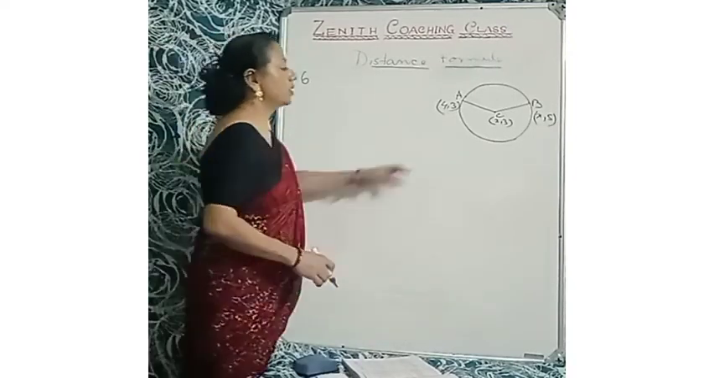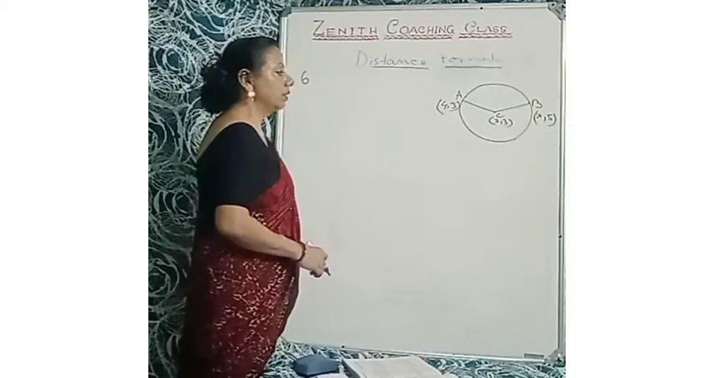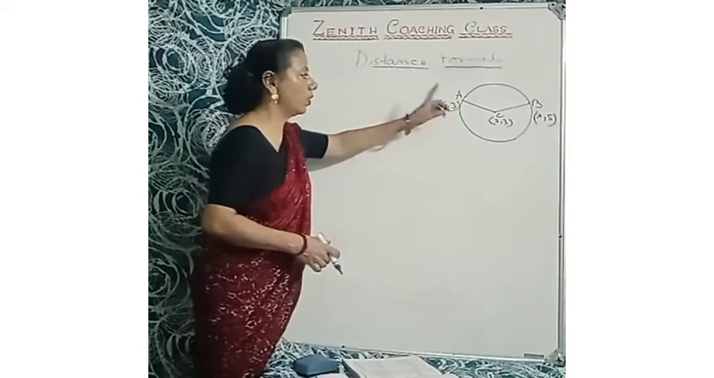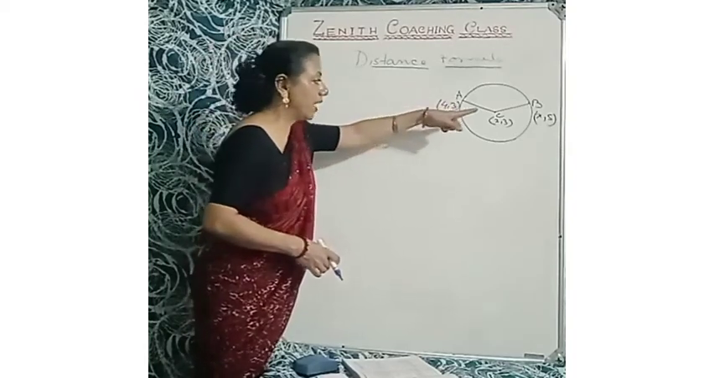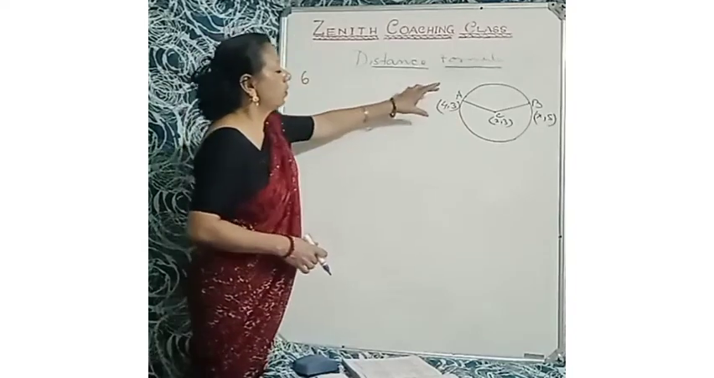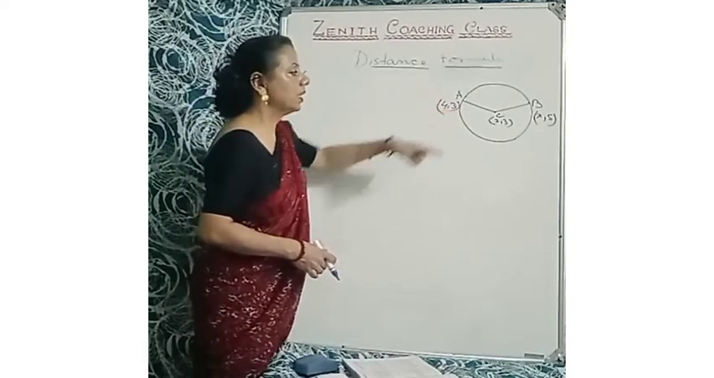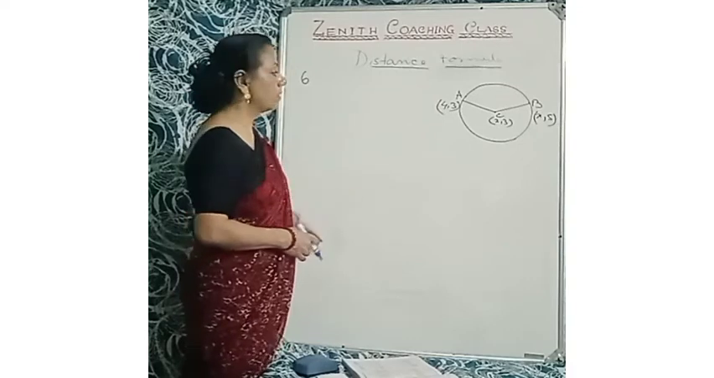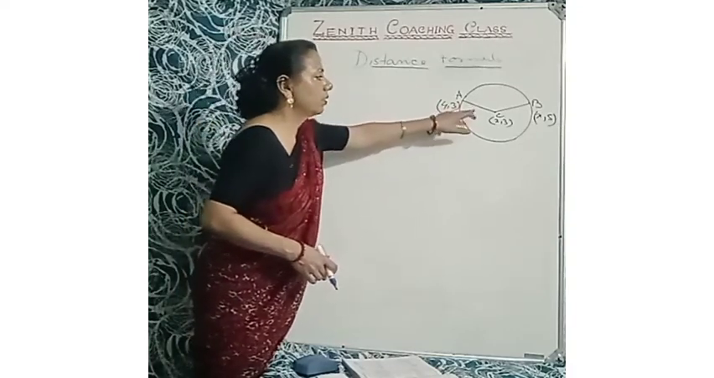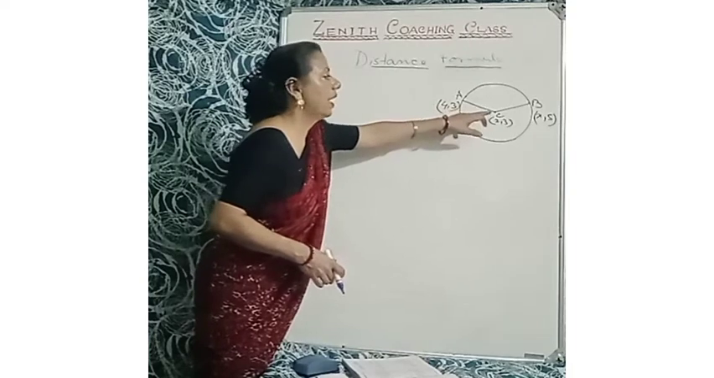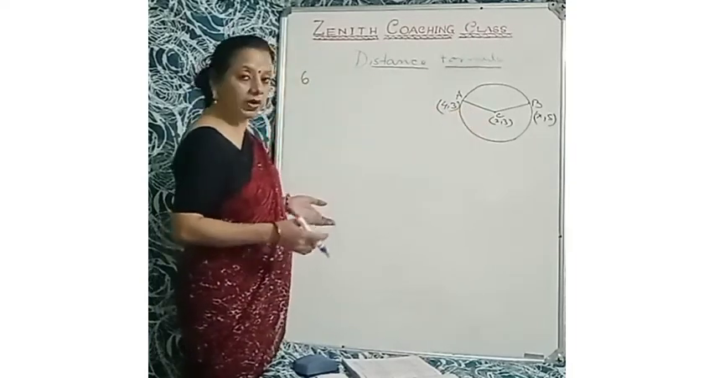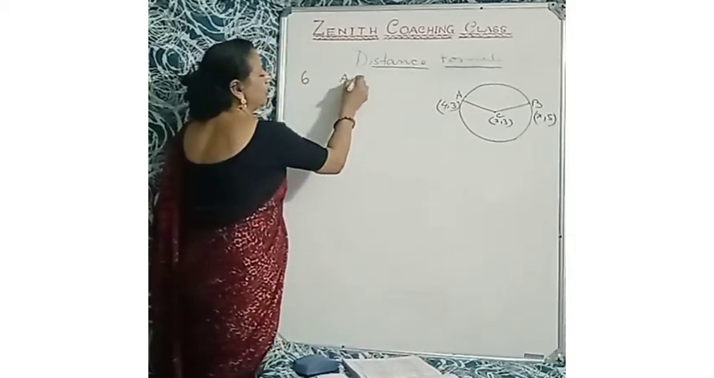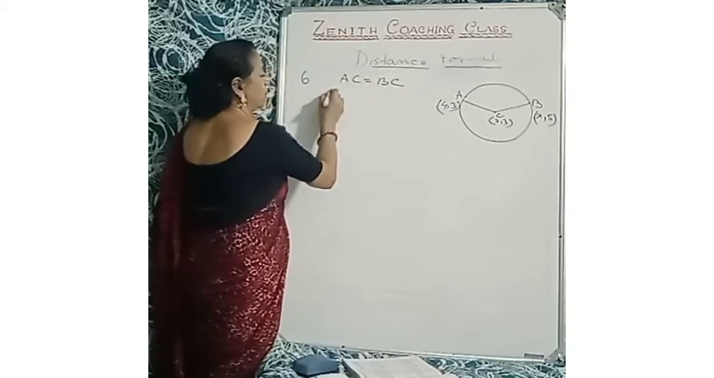See children, here is a circle. The center is C, and the coordinate of the center is (2, 3). There is a point A on the circumference of the circle, and there is another point B. The coordinate of A is (4, 3), and B is (x, 5). You have to find the value of x. So it's equidistant. You know why? Because AC is the radius and BC is also a radius, and radii are equal. So AC equals BC.